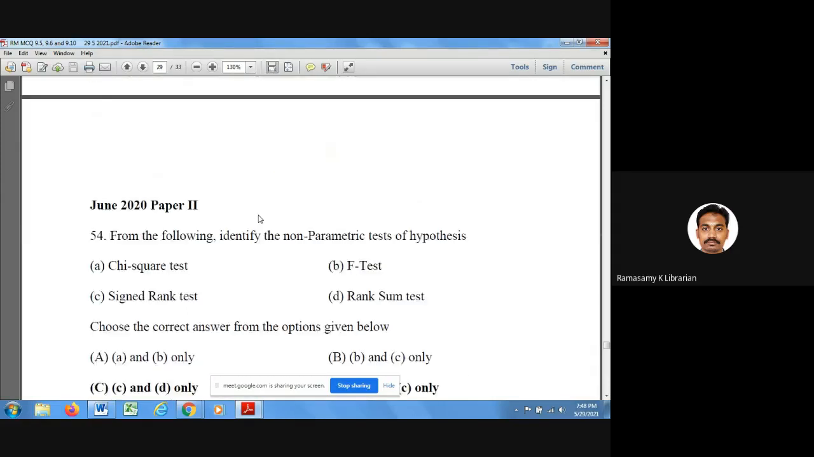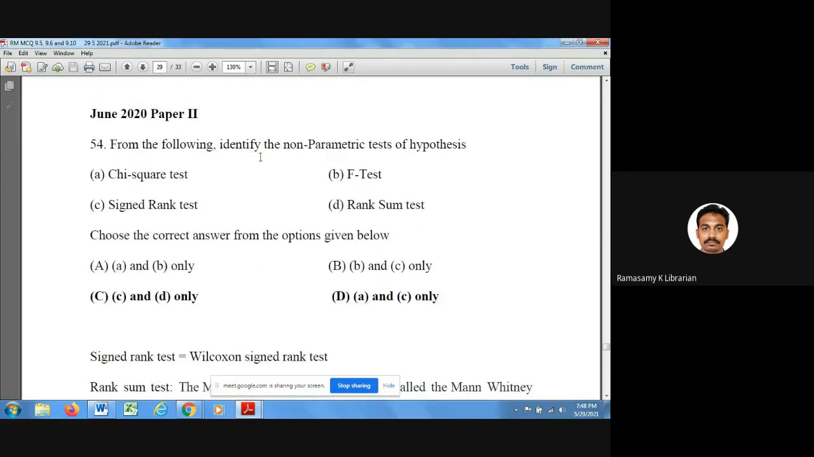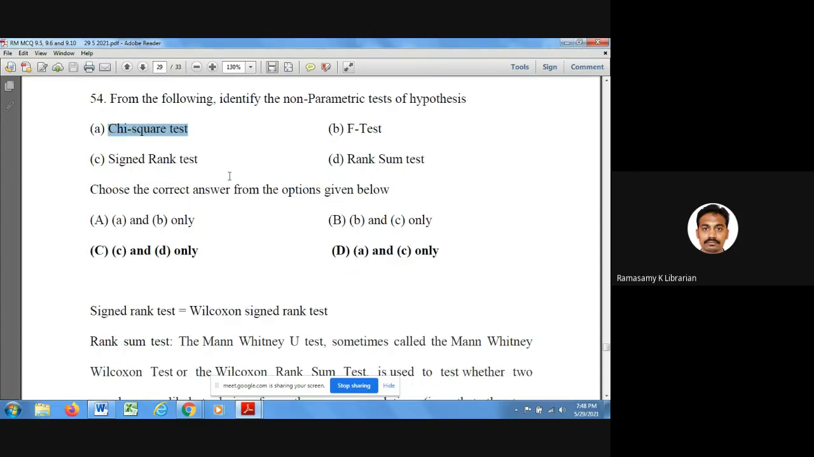You know that? From the following, identify the non-parametric test or hypothesis. So out of these, which are the non-parametric? So you know very well, F test is a parametric test. Chi-square is a non-parametric test. What about signed rank test and the rank sum test?